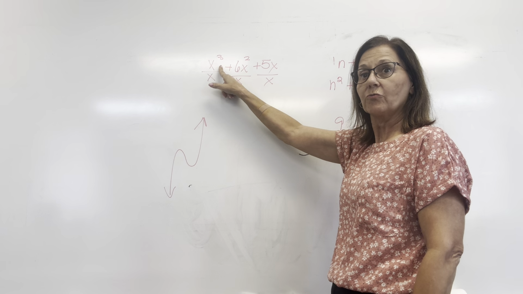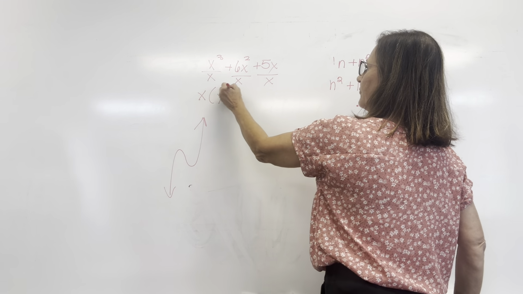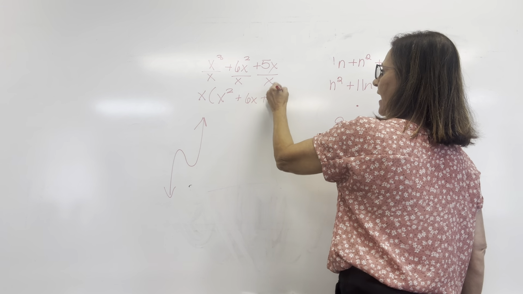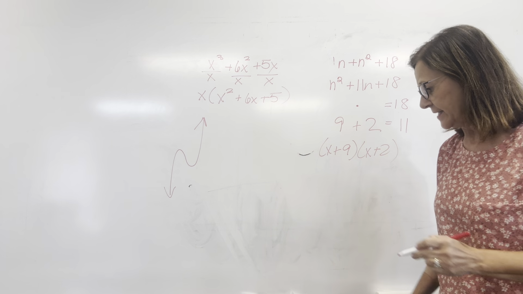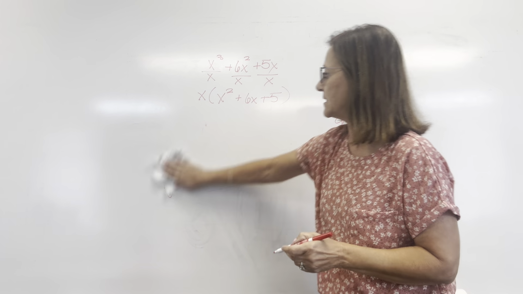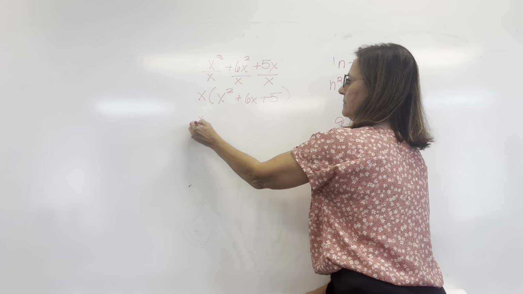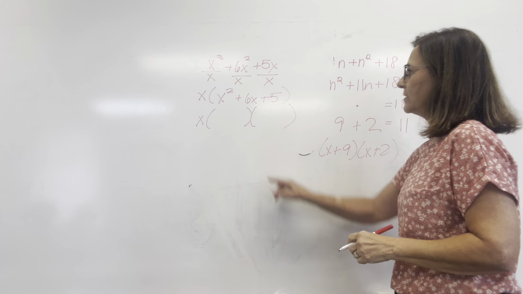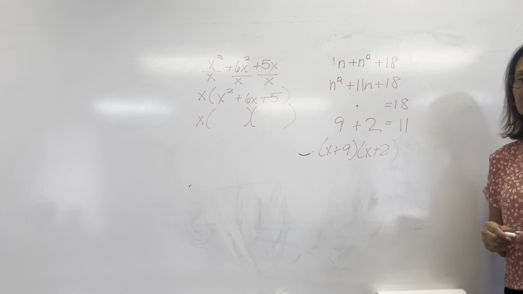So I'm going to have 3 terms multiplied. So I'm going to factor out an x. I'm left with x squared plus 6x plus 5. Now I want to factor what's inside the parentheses. Locke, help me. Factor what's inside the parentheses. X squared plus 6x plus 5. Okay, I want to factor what's inside.